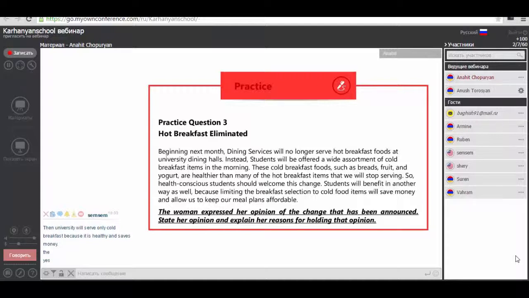The woman expresses her opinion of the change that has been announced. State her opinion and explain her reasons for holding that opinion. Begin to prepare your response after the beep.